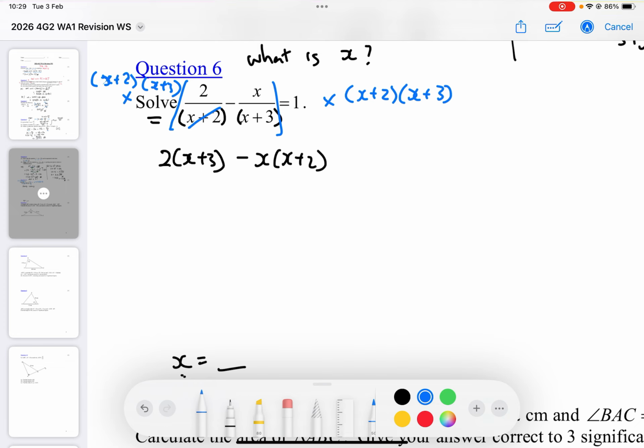And then my right hand side, nothing to cancel away the denominator, so 1 multiply x plus 2 and x plus 3 is just x plus 2 and x plus 3. Now I'm one step closer to my goal. My x is all in the numerator already.